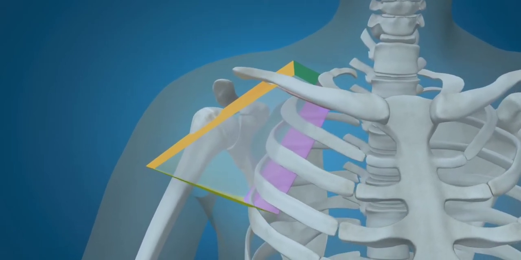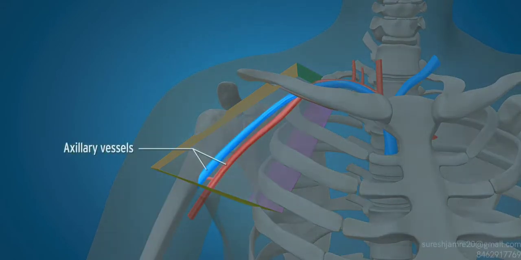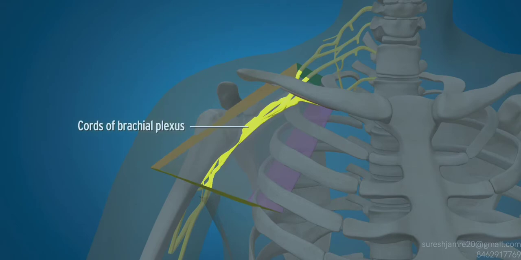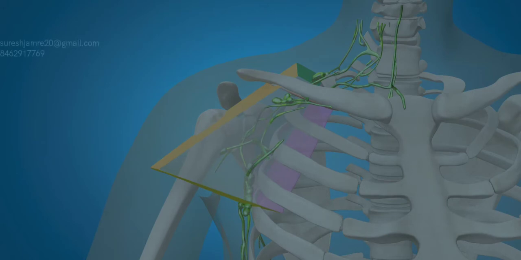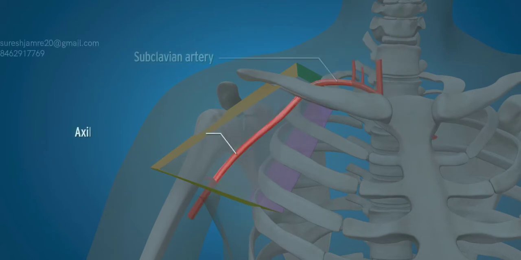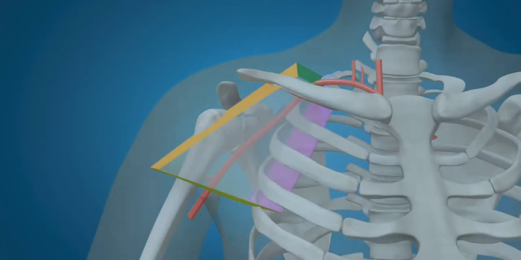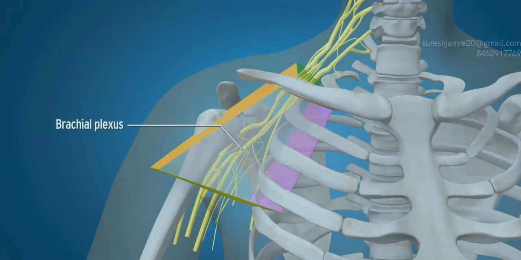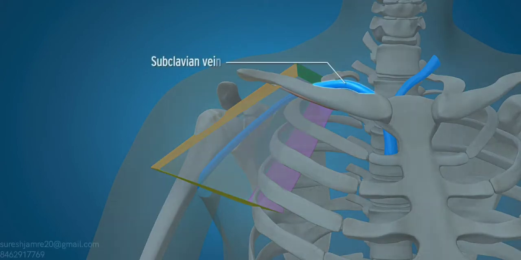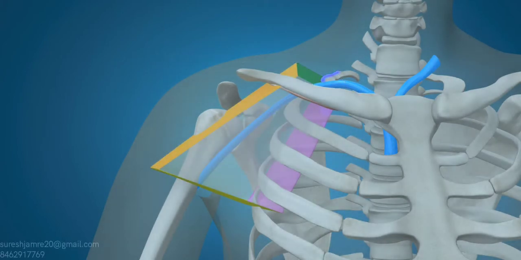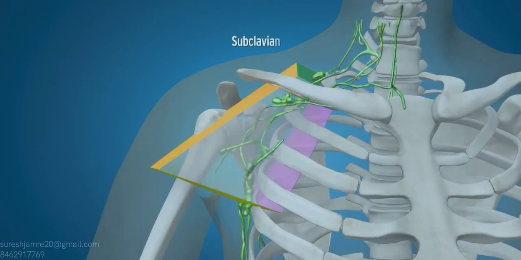Structures seen through the inlet: the axillary vessels, the cords of the brachial plexus, and the long thoracic nerve pass through the apex. The subclavian artery becomes the axillary artery as it crosses the outer margin of the first rib, and the brachial plexus enters the axilla from the neck through this gap. Similarly, the axillary vein becomes the subclavian vein as it passes over the outer margin of the first rib, and the subclavian lymph trunk enters the neck from the axilla through this canal.